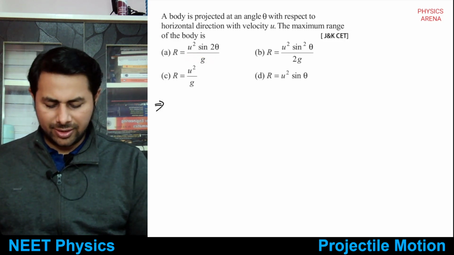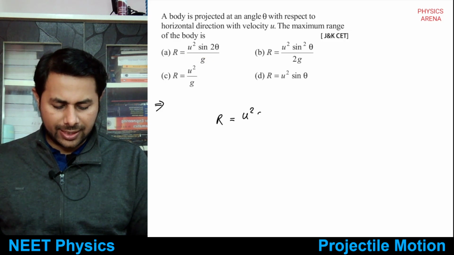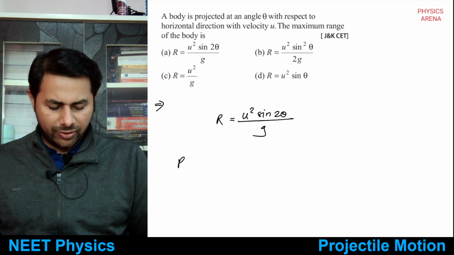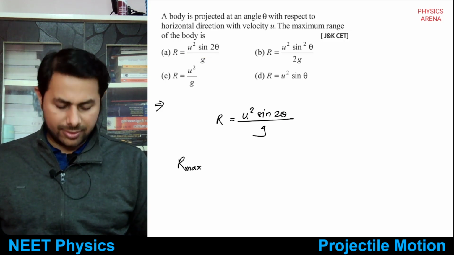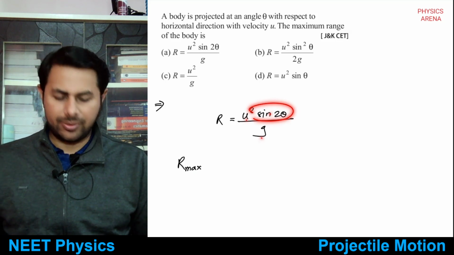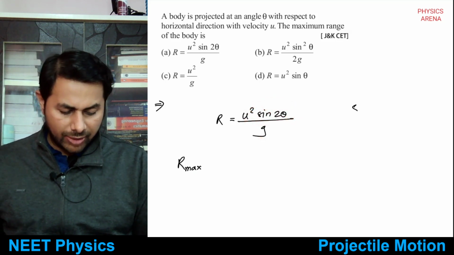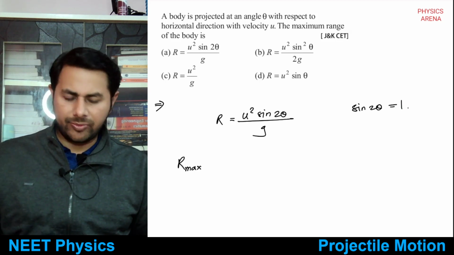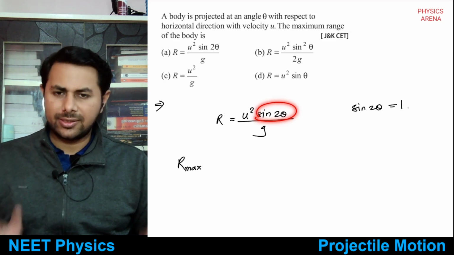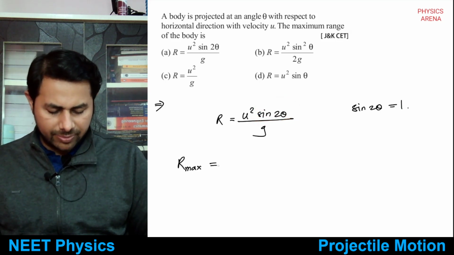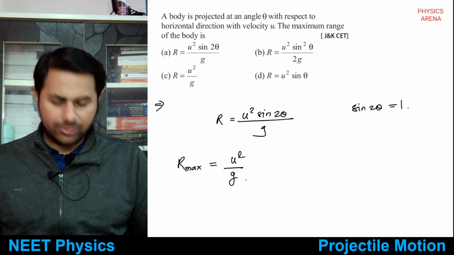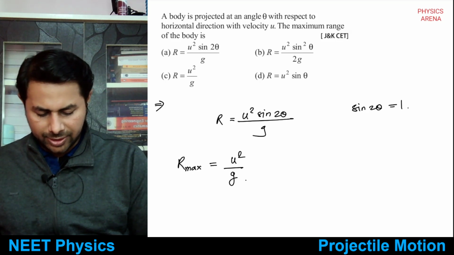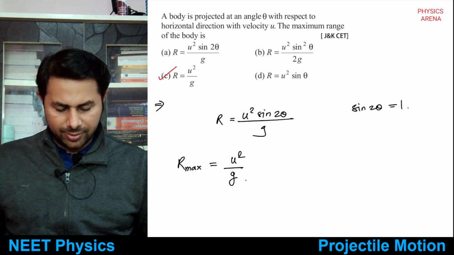Maximum range. So the formula for range is u square sine 2 theta divided by g. For R max, it will be equal to u square by g, because what is the maximum value of sine? It's 1, right? Sine or cos, the maximum value is 1. So for R max, sine 2 theta will be equal to 1. That means the maximum range will be equal to u square by g. Right, good. So it's option C. Okay.